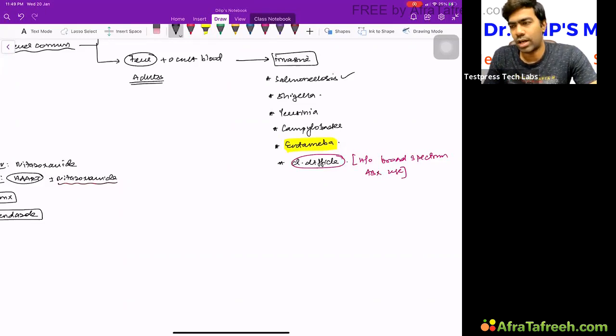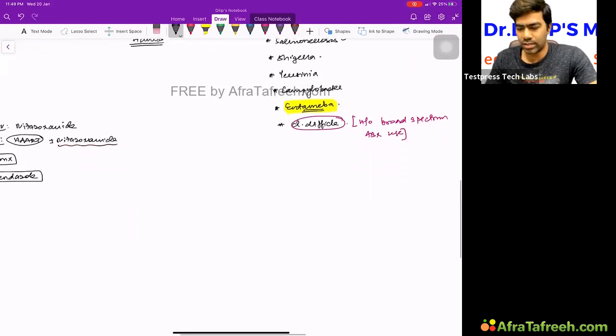For amoeba in an exam, the clue will be low socioeconomic status. That is the clue. And apart from that, they might be producing flask-shaped ulcers in colonoscopy. And they might have extraintestinal involvement also, like liver involvement. Pleural effusion can be there. Amoebic liver abscess can be there. So these are the clues to tell that the patient is suffering from Entamoeba histolytica related diarrhea. But nevertheless, these are the usual reasons for getting invasive diarrhea.